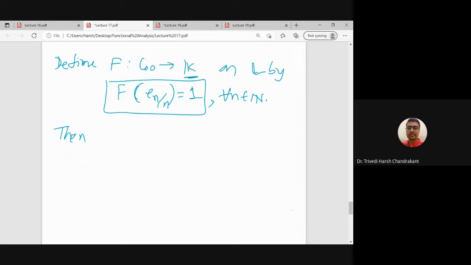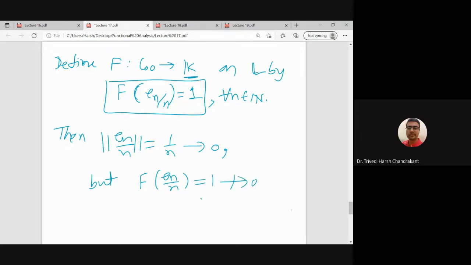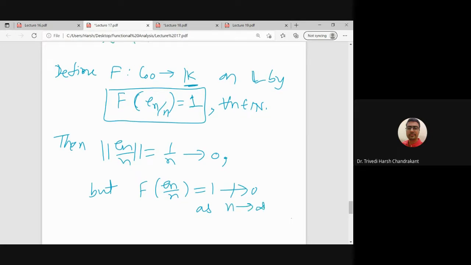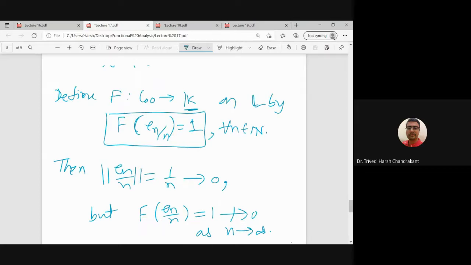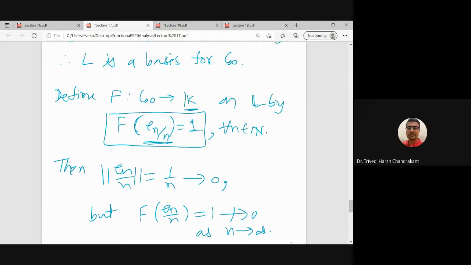So then what is En by n? This norm is 1 by n, which converges to 0. But when we apply the function f to En by n, that is a constant function. And a constant function will not converge to 0 as n approaches infinity. So why are we defining f of En by n here? Because it is enough to define the linear function on the basis element.